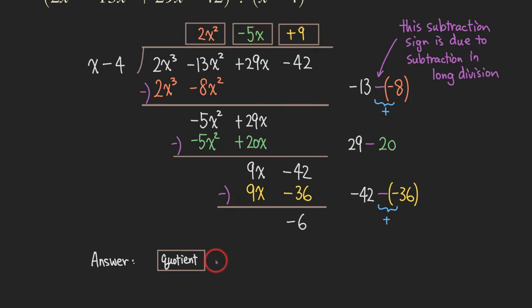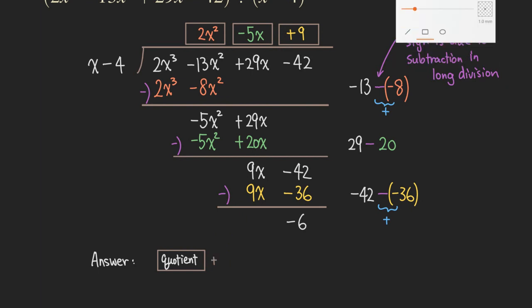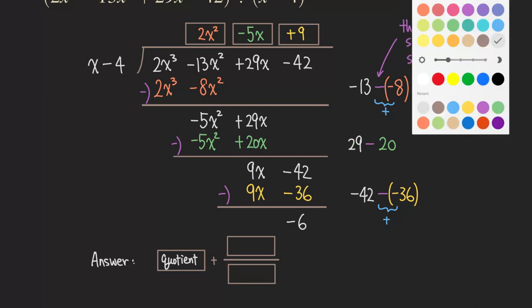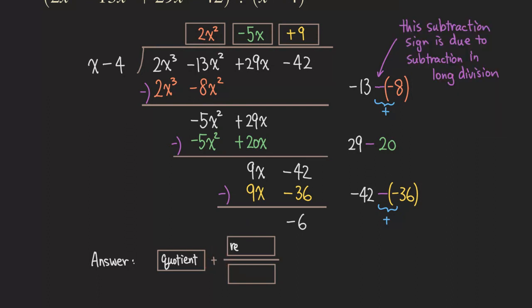And then plus. Now, when you're adding, you are going to get a fraction here. So let me just put that. And then you're going to get something at the top and then something at the bottom. So what are those things? You are going to put the remainder at the top. And then what about the denominator of the fraction? You are going to put the divisor. Which one is the divisor? The divisor is this x minus 4. So that's the form of the answer.